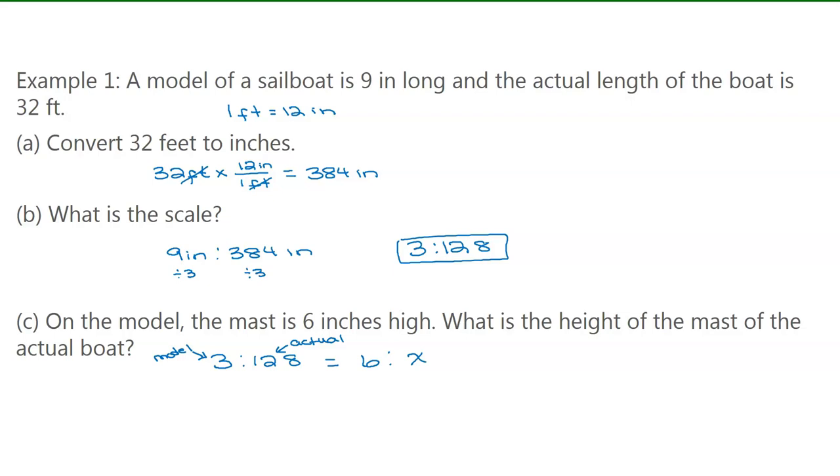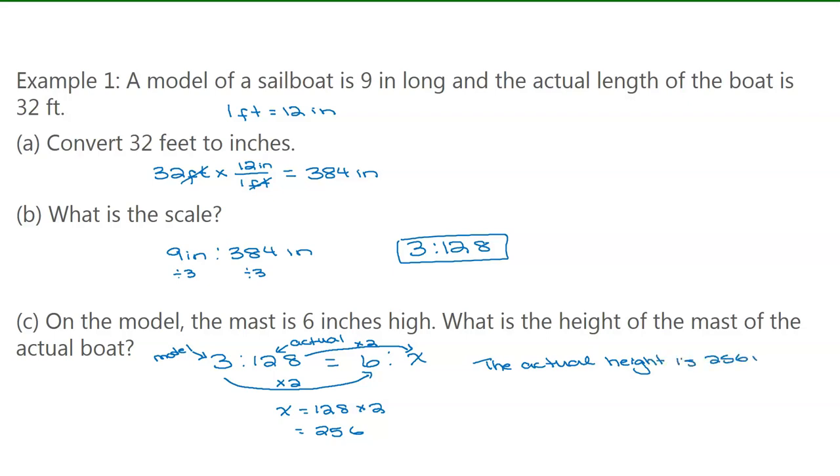So now to solve for x, we need to determine how many times 3 goes into 6. So 6 divided by 3 is 2. So since 3 is multiplied by 2, in order to find x, I need to multiply 128 by 2. So let's do that down here. 128 times 2 is 256. So we can say that the actual height of the mast is 256 inches.